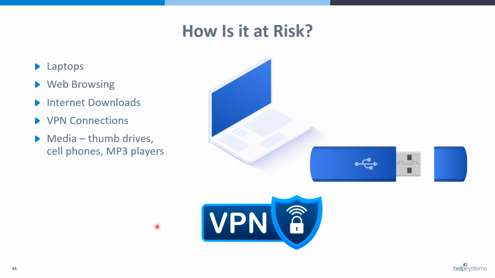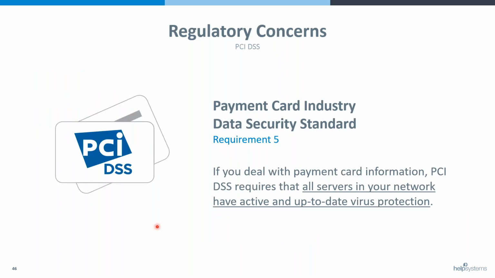Now, when we're talking about why you should be concerned about it, there's actually regulatory concerns involved as well. PCI data security standard. So requirement 5 says that all servers in your network have to have active and up-to-date virus protection. So making sure that every server is in fact going to be protected. A lot of people don't think about that. Really, do we need to protect IBM i from viruses? I think that I've shown that in fact it is a real and anticipated threat. So making sure that you have in fact met those requirements so that you don't get hit in an audit.